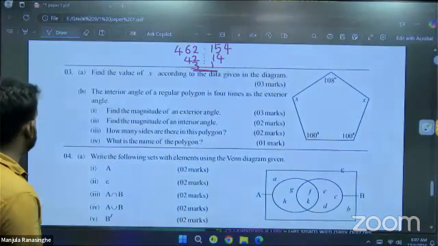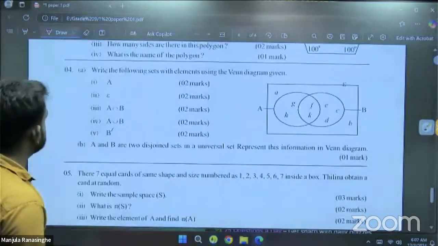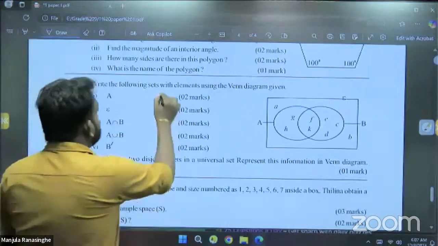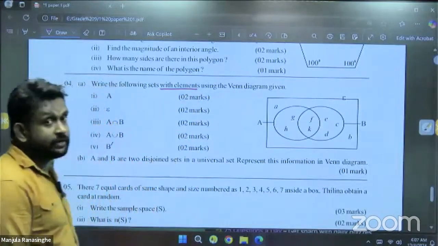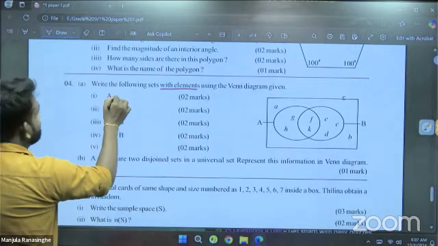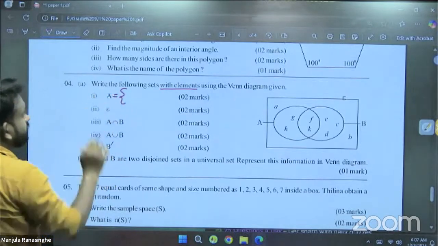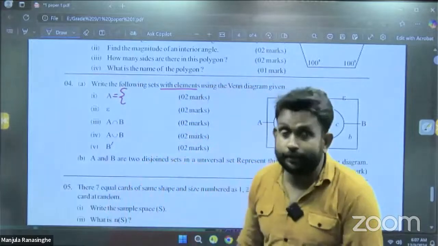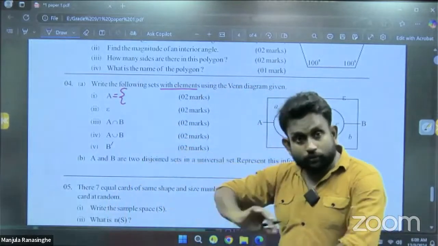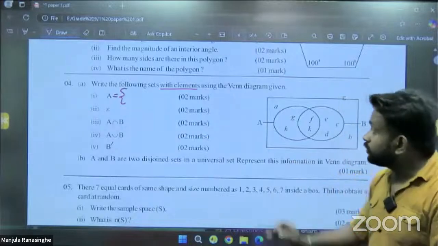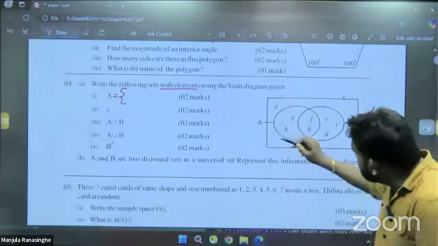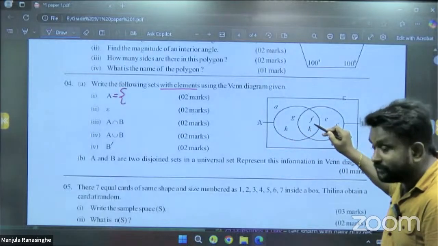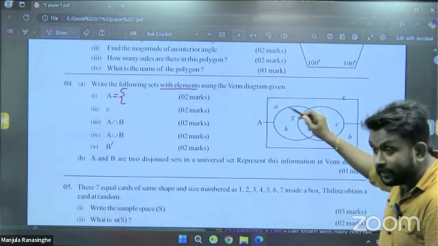Okay, the next question. Write the following sets with elements, carefully, using the Venn diagram. A set A equals... when you write a set with elements, it must be within curly brackets, and a capital letter, equals. So follow all these steps. A set means all the elements belonging to set A. So either this intersection part, that is part of A, belongs to A.